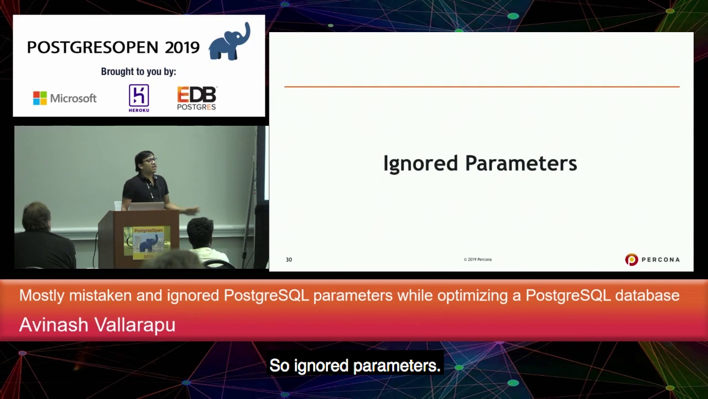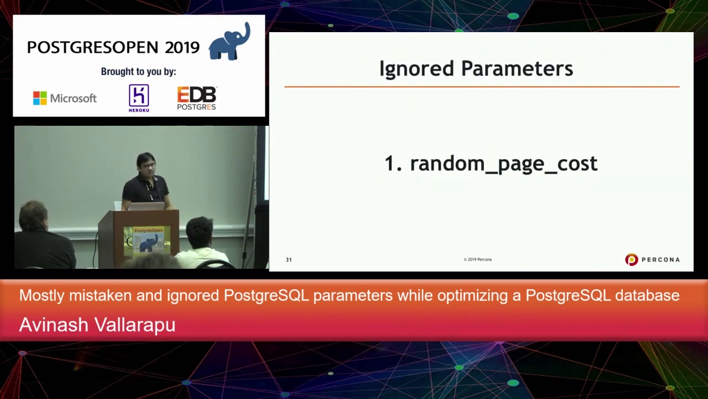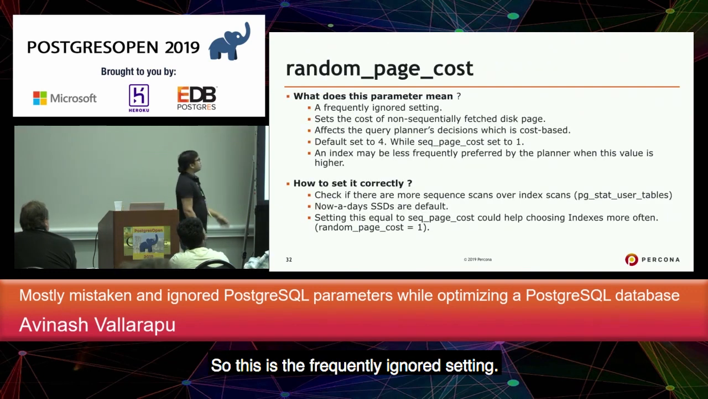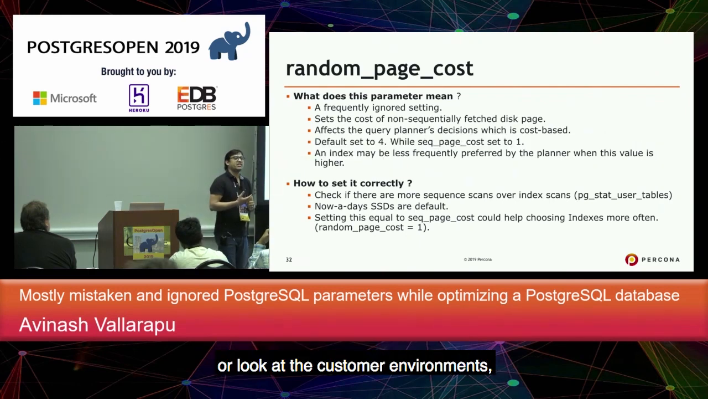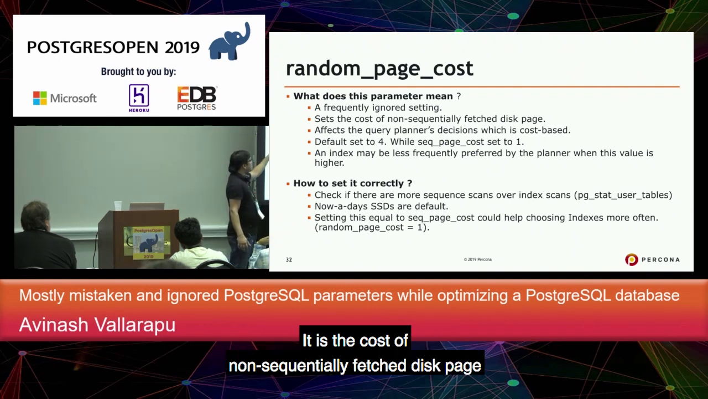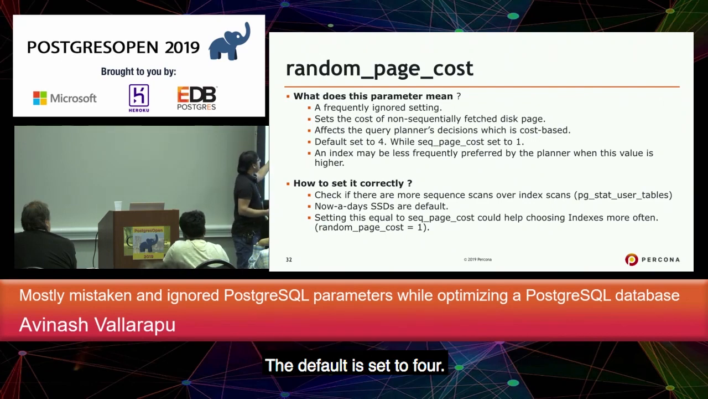So, ignored parameters. Let's look at very few ignored parameters. random_page_cost, right? This is a frequently ignored setting whenever we perform architectural health checks or look at the customer environments. We do see this setting frequently being ignored. It is the cost of a non-sequentially fetched disk page, because indexes are considered to be random scans, right? The default is set to 4.